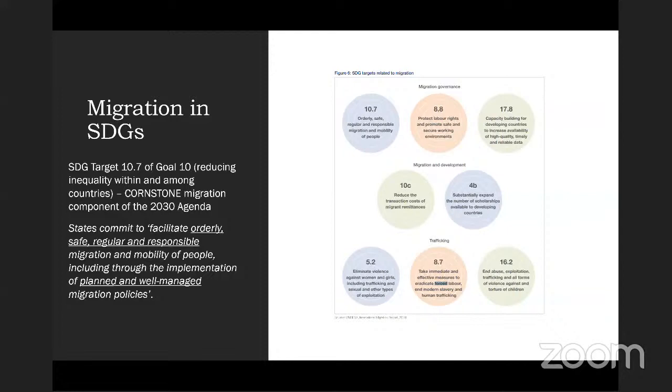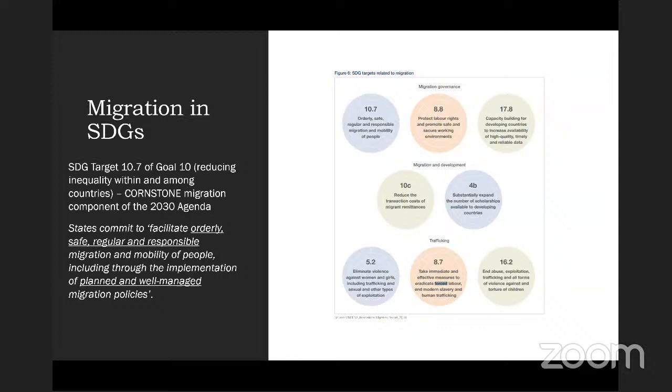So it's not going to happen without a vacuum. And I think that's been very well noted. So when we talk about this, and I think other courses will touch a bit more on migration governance, 10.7, then we say it is the cornerstone migration component. And why? Because it really tries to bring everything together. It's the most comprehensive in most aspects. It's the most clear calling for action on migration.